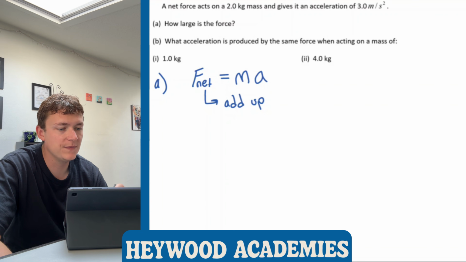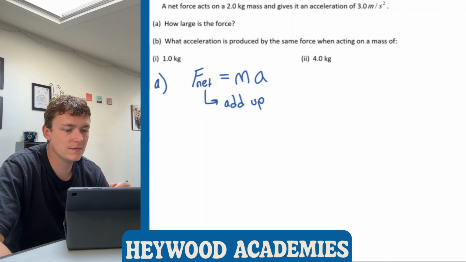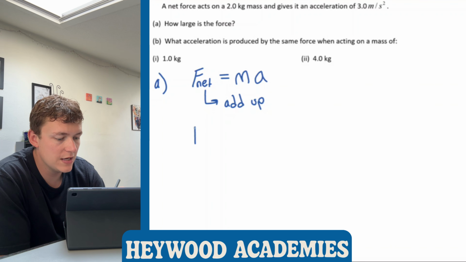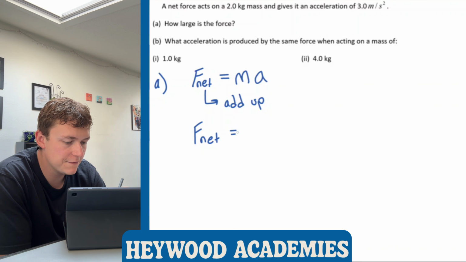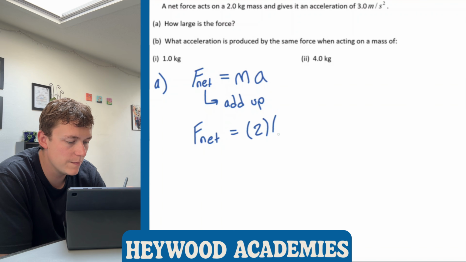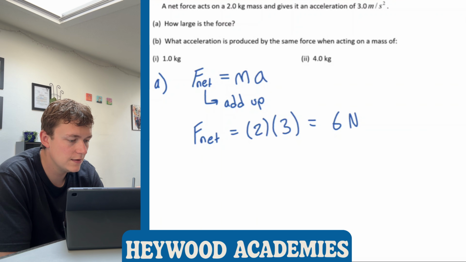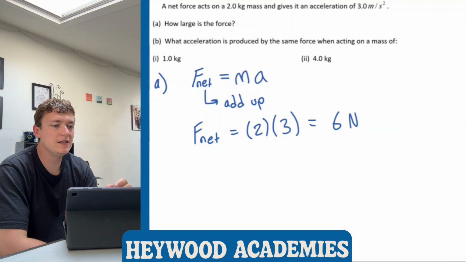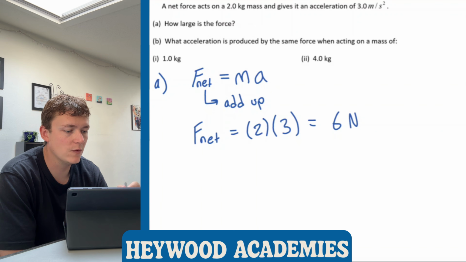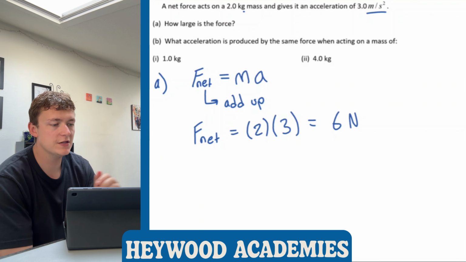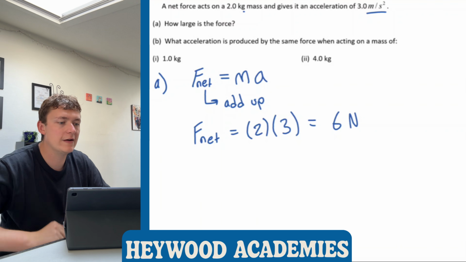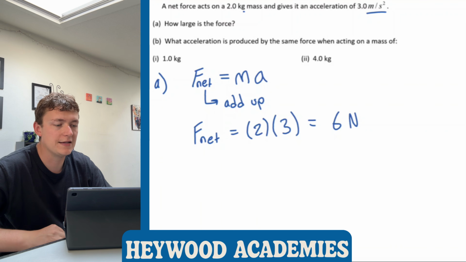So for this question, it just says that the net force acts on an object and gives it the acceleration. So we were given everything we need to just plug in this equation. F net is equal to 2 kilogram mass times 3 meters per second squared, and that will give us 6 newtons. So you can look at the units here. The units are a little bit weird, but we had kilograms for mass and meters per second squared. As long as those are the units for mass and acceleration, we'll end up with newtons as our force.